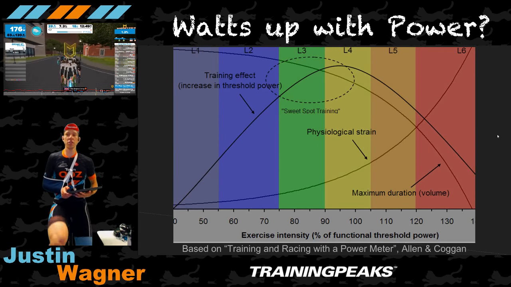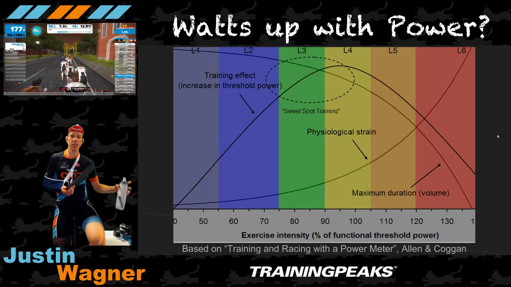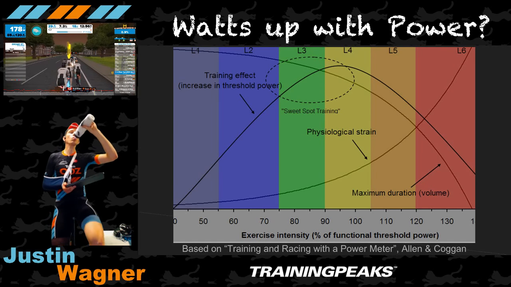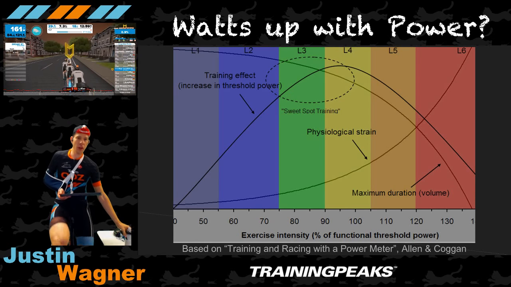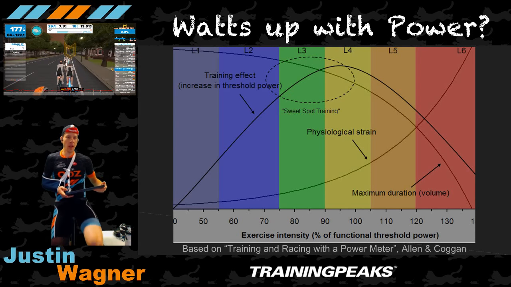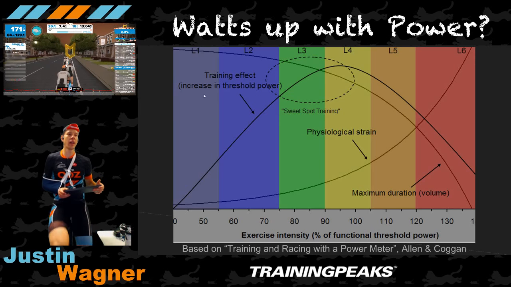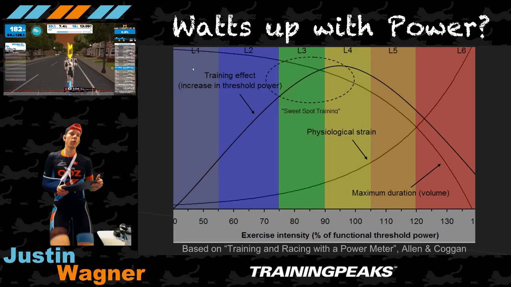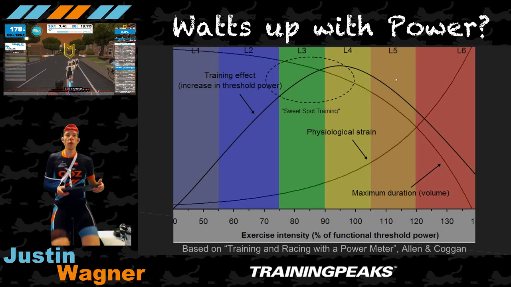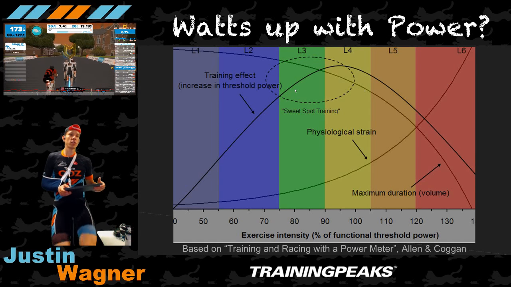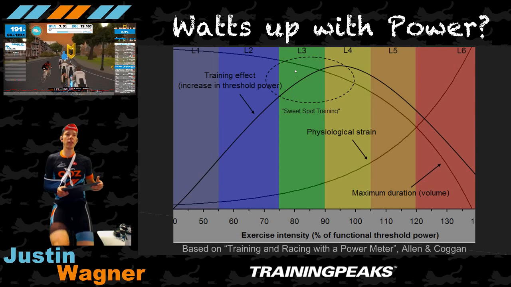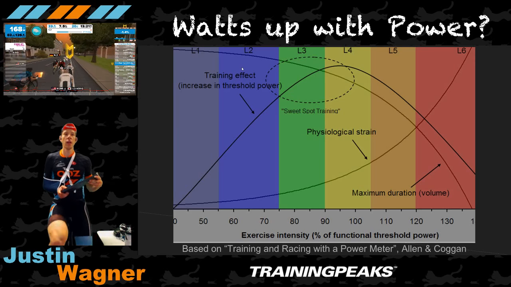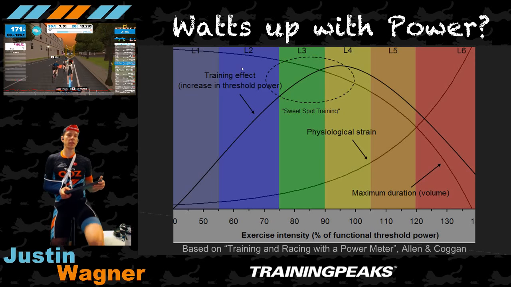So here we go. We have a little chart here we're going to talk about. So the colors and the vertical bands represent the different training zones. Level 1, 2, 3, 4, 5, 6. Sweet spot is the green L3.